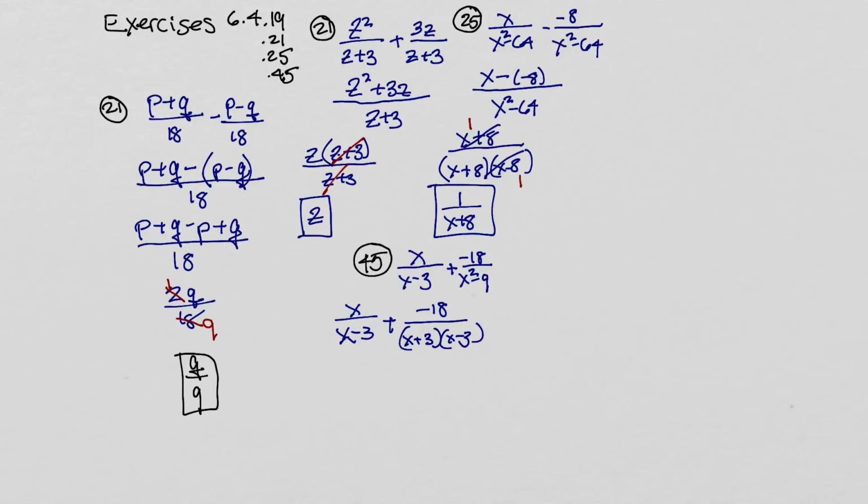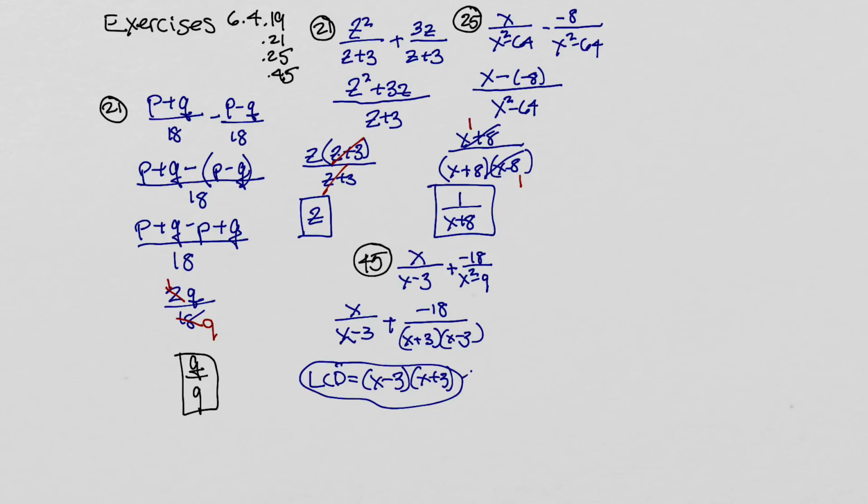Now we can get our LCD. We've got this factor here, x minus 3, and this one here, x plus 3. So let's write our LCD. The LCD is x minus 3, x plus 3. You know what, I'm going to circle it, so I've got it here.